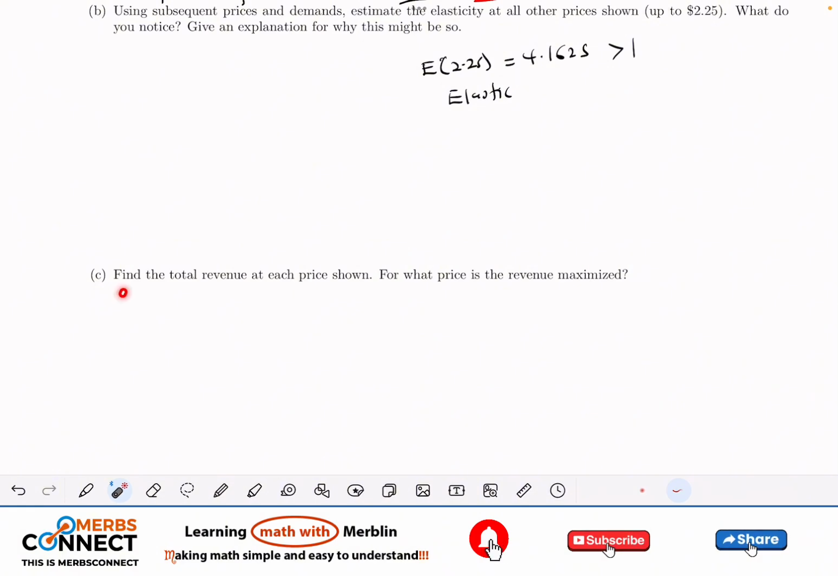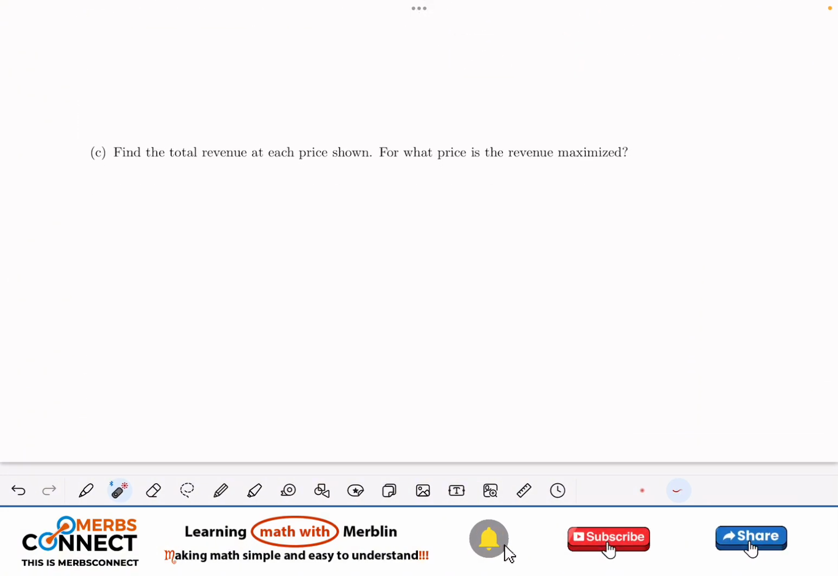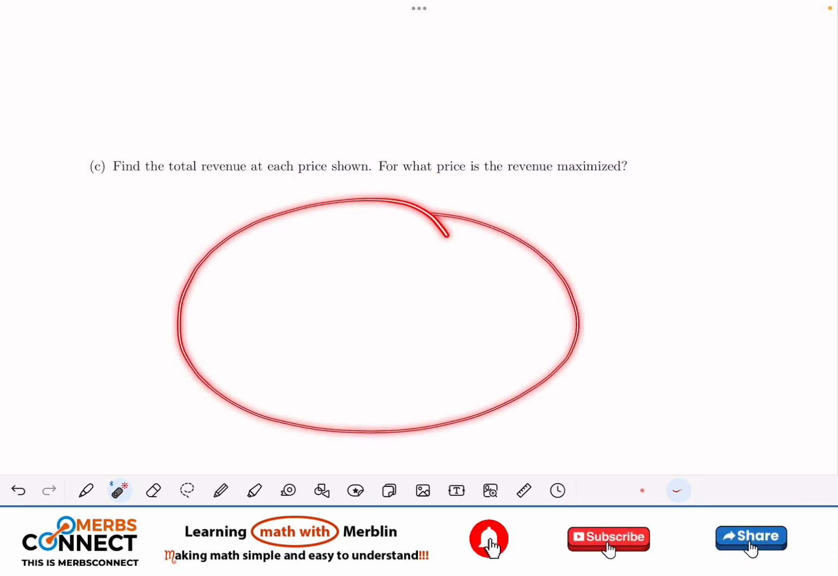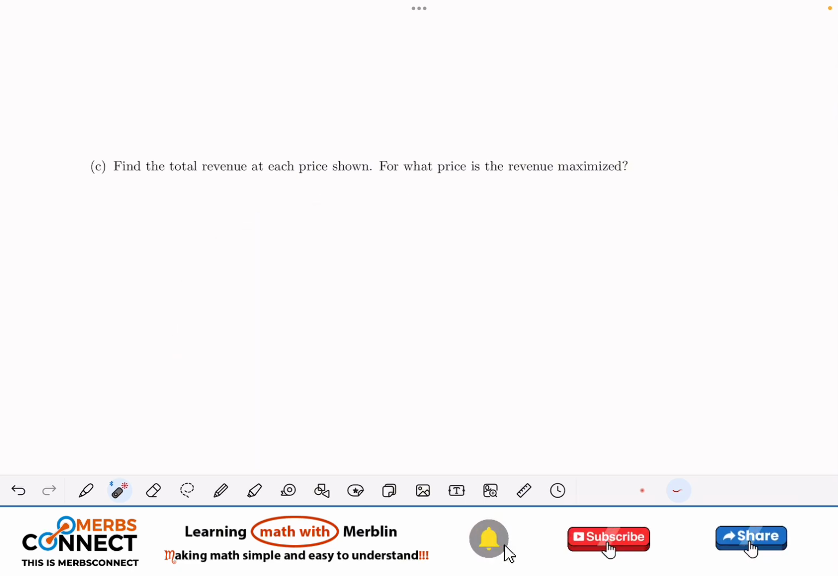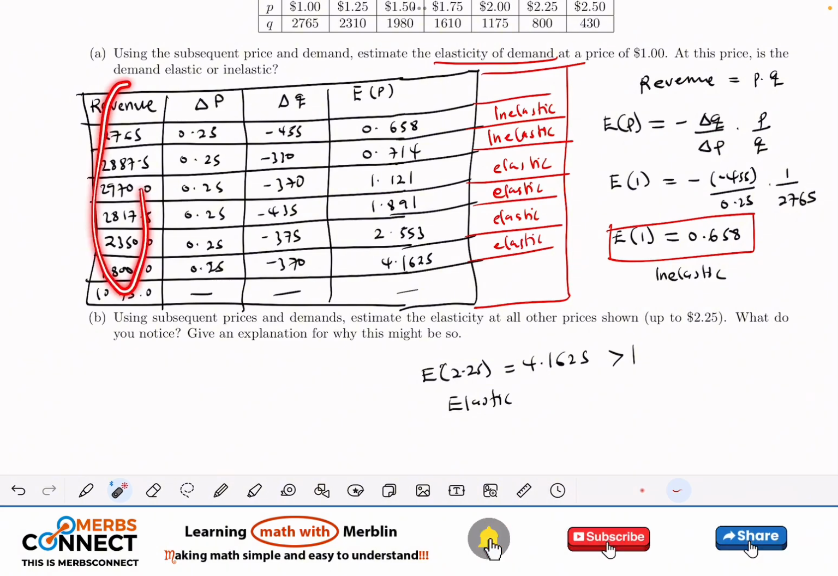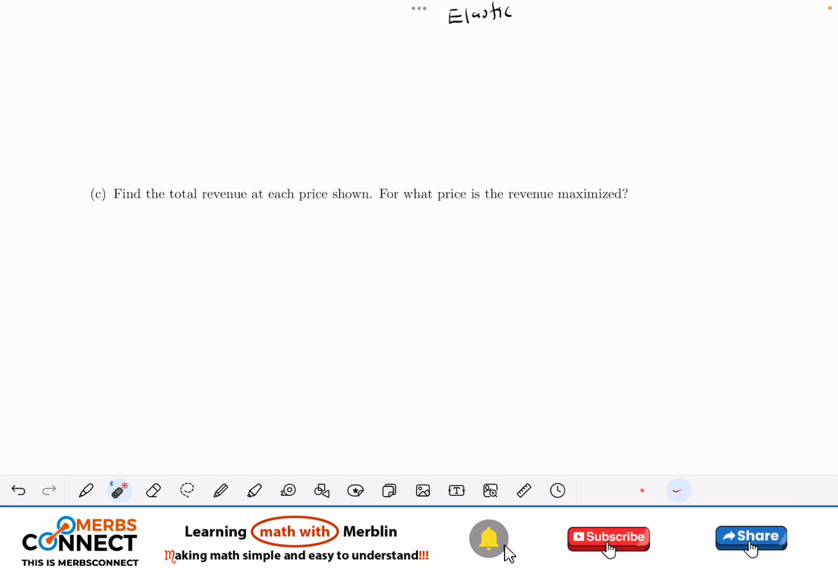Now find the total revenue. Find the total revenue at each price shown. For what price is the revenue maximized? So I think this table should even come here, because this is where the question is asking us to find the total revenue at each price. So total revenue at each price is what we are having here. So we put it here.